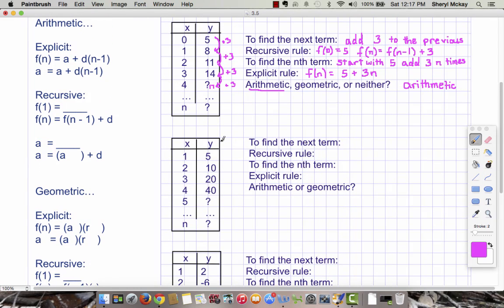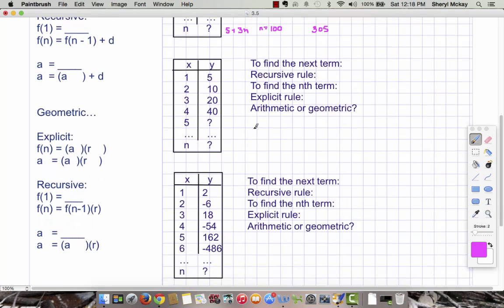Let's actually say right down here that if we have n, then f of n would be 5 plus 3n. So whatever number we wanted to choose, let's say we wanted to choose 100 for n, then if n is 100, then f of n would be 305. So the 100th term is 305, right? 3 times 100 is 300 plus 5.